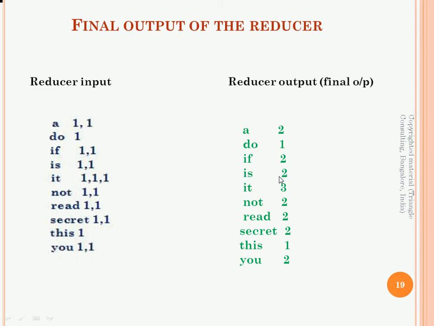So this is the expected output. What is on the right-hand side? The reducer output, which is the final output, is what we were expecting from the final program. We have got the results, the frequency of the words in the input file. This is what we expected out of MapReduce.